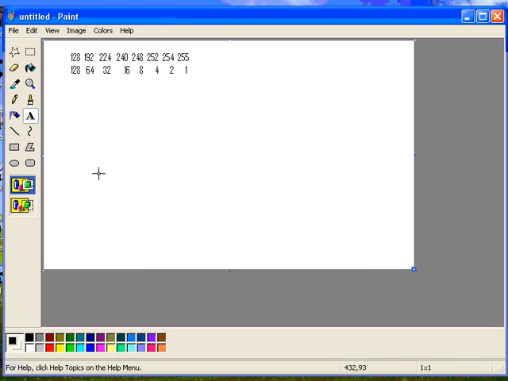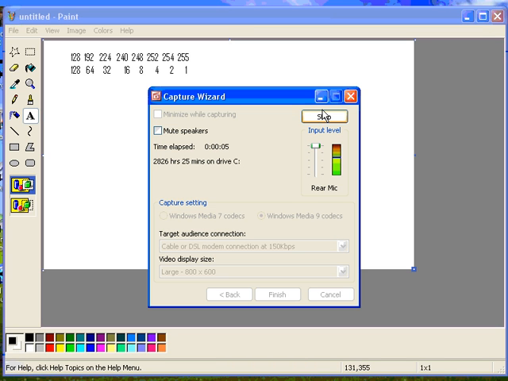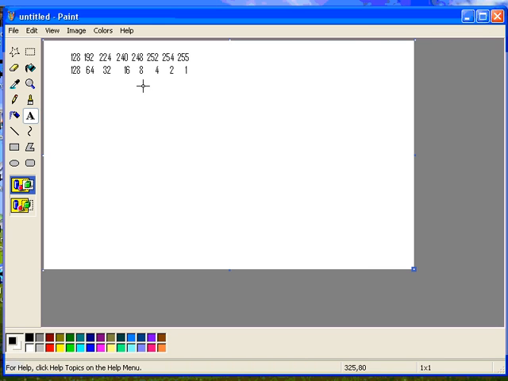Hi, Mr. Metters here. I want to talk about subnetting. We're going to do a Class C address, and we're going to borrow 2 bits and see what happens.